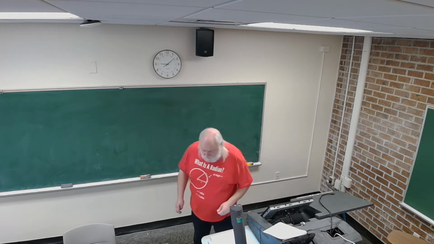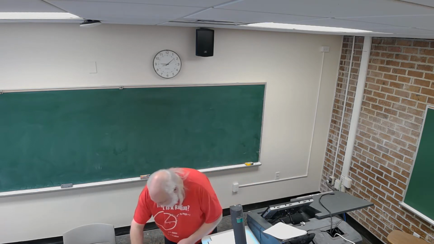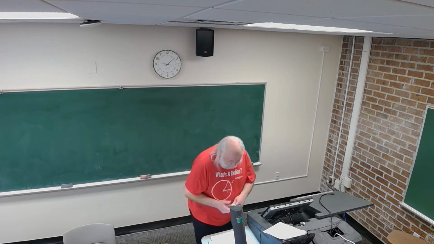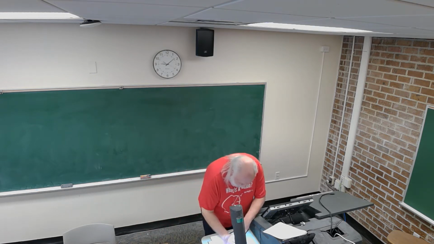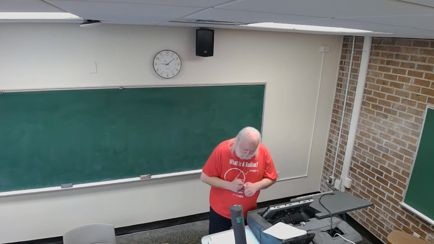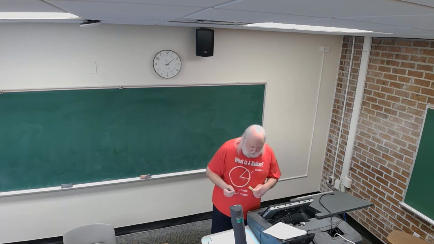And remember, the equation of the vertical asymptote is the equation of a vertical line. Vertical asymptotes are vertical lines. Horizontal asymptotes are horizontal lines.